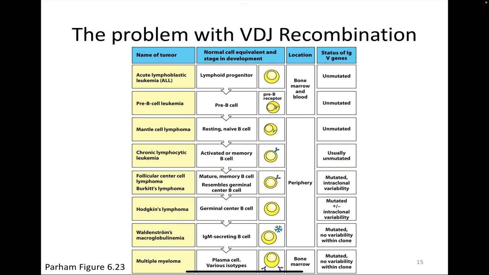So this figure is actually showing a bunch of different types of leukemias and lymphomas. Every single one that's on here is a type of B cell that messed up VDJ recombination, or it got messed up at a different stage of the B cell's life. Theoretically it could have messed up something else, but often there's a VDJ issue.